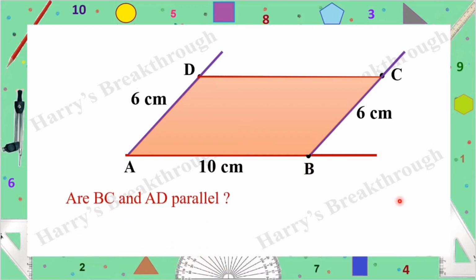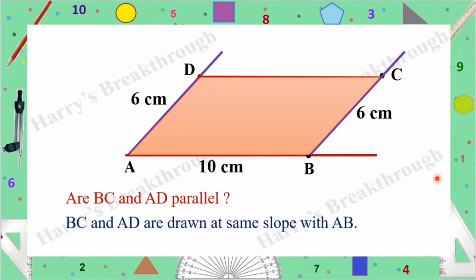Are BC and AD parallel? So here we can see BC here and AD here. We have drawn these two slanted lines at equal angle, right? Here we measured 45 degree and here also we measured 45 degree. So these two lines are drawn with the same slope. So we can say that BC and AD are parallel.